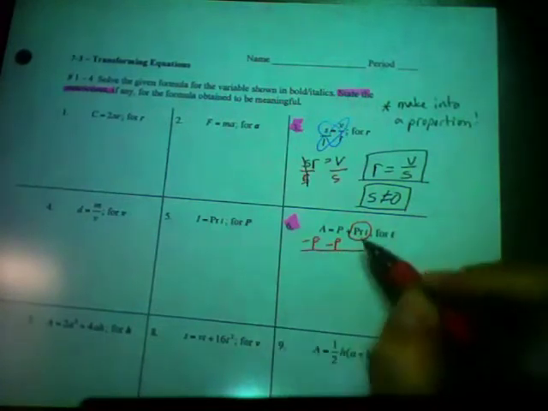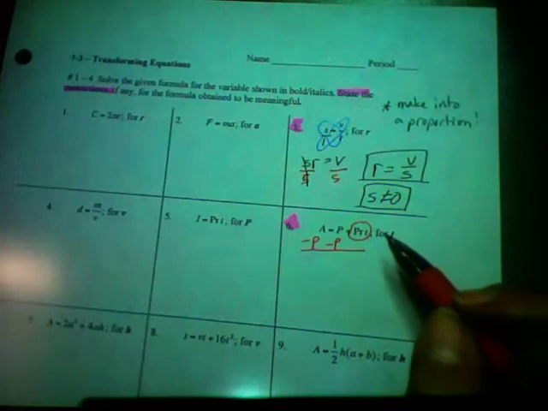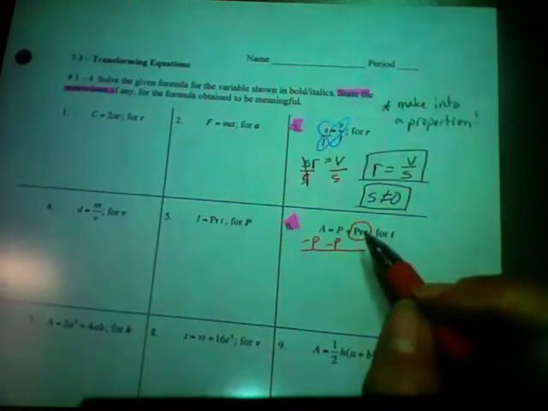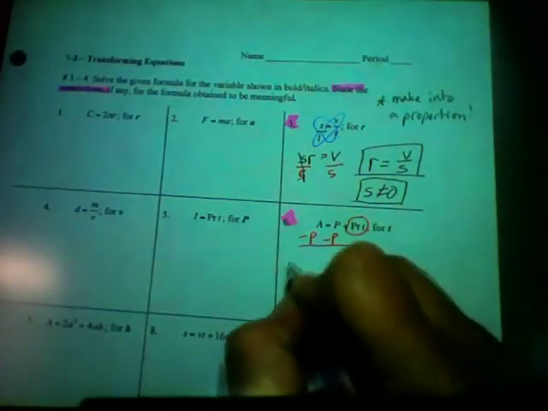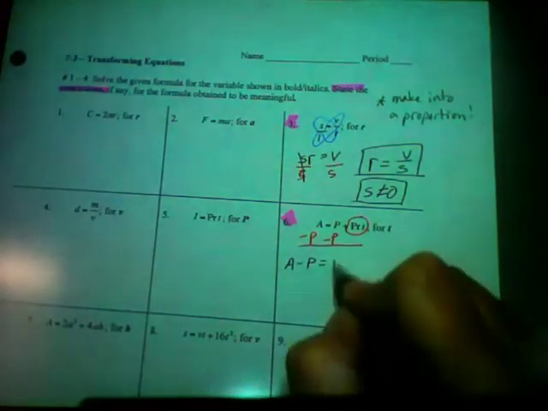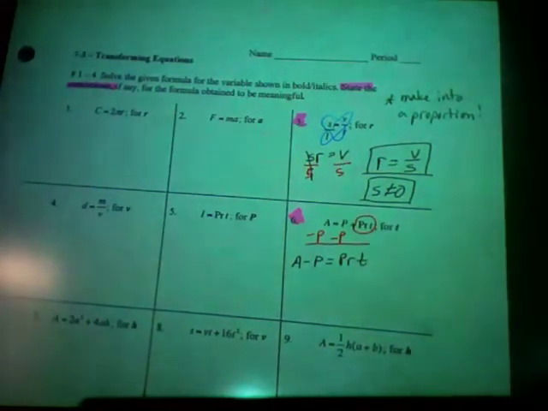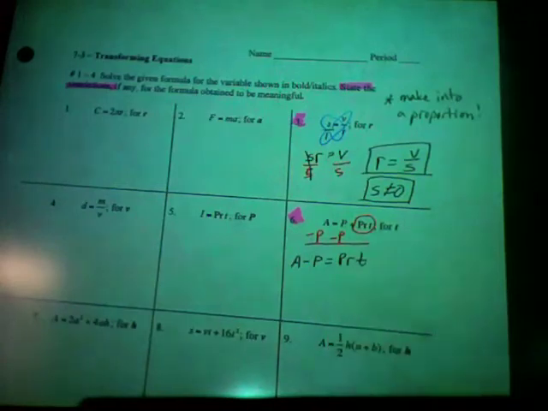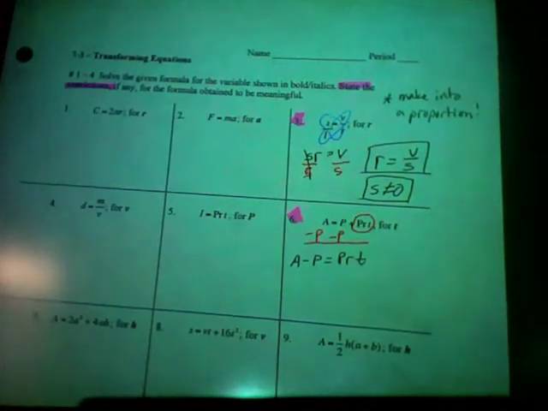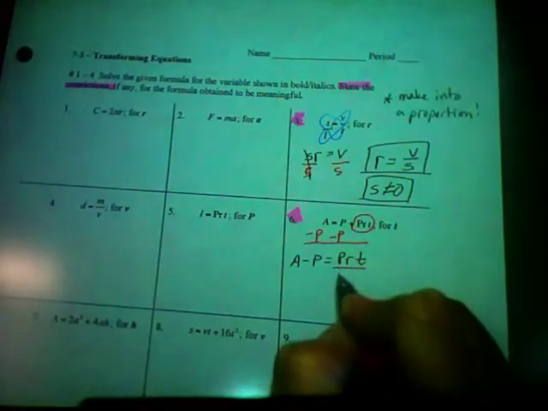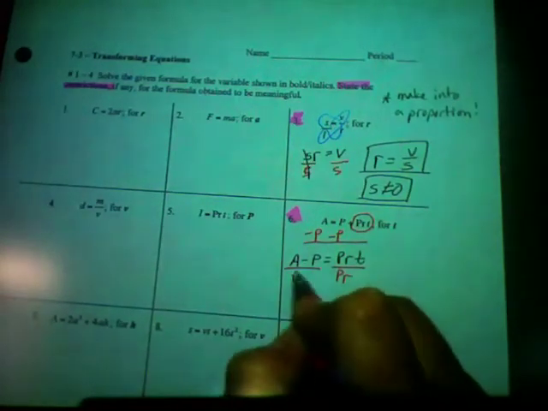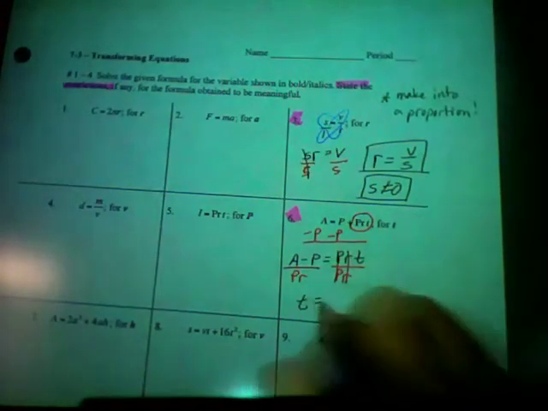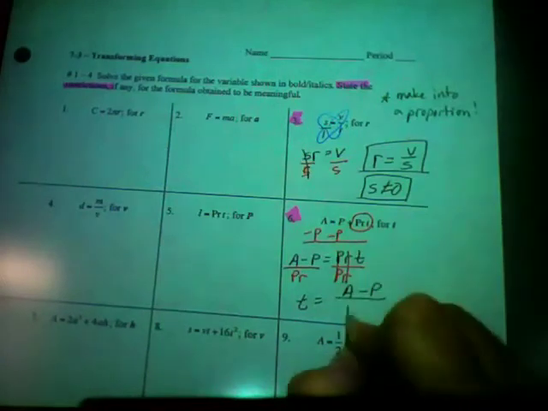And make sure that if you have a capital P, you keep it capital. There is a big difference between capital letters and lowercase letters, so you have to keep them in their proper upper or lowercase. So I end up with A minus P equals PRT. My focus is still on T. What's happening to P and R and T? They're being multiplied, so how do you undo multiplication? So I'm going to divide this whole side by PR and this whole side by PR. So the P's and the R's cancel. And I'm going to write T is equal to A minus P all over PR.